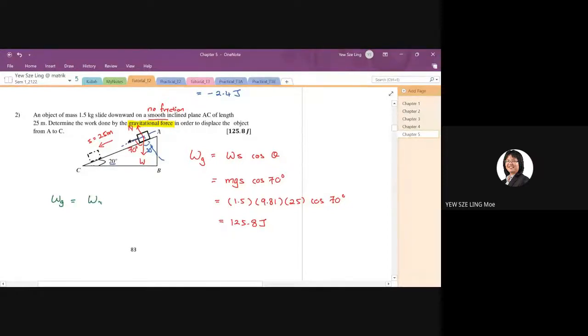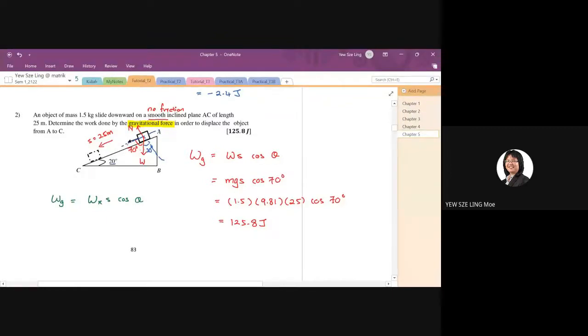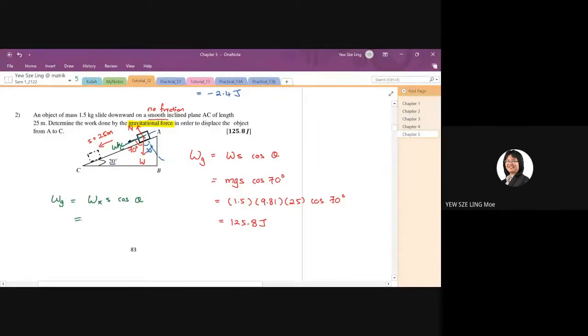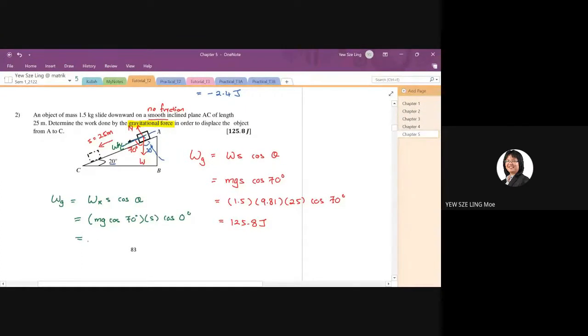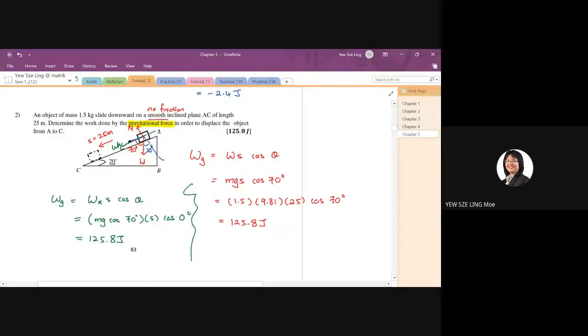So Wx, that is W cos theta. If you resolve it, your x is going to work in the same direction as your displacement. Then it is equals to mg cos 70 degree times s, and then cos 0 degree. So eventually you are going to get 125.8 joule. So this is the second method, where you resolve weight first, so that the weight is pointing towards the same direction as the displacement, or so that the weight is lying on the same component as your displacement.